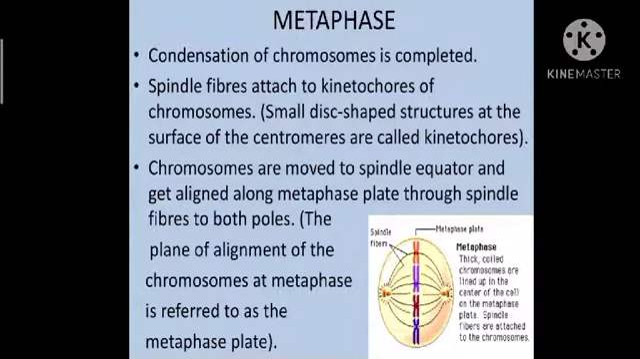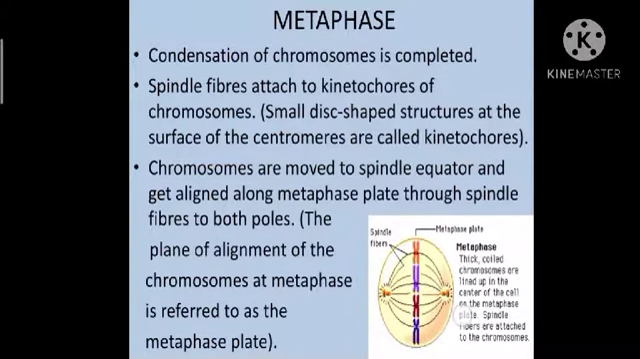Metaphase is the second stage of karyokinesis of mitosis. Metaphase begins with the complete disappearance of the nuclear envelope. The condensation of chromosomes is also completed in the metaphase stage. As a result, when we observe the chromosomes under the microscope, they can be clearly seen. Okay, because maximum condensation of chromosomes occurs during the metaphase stage.